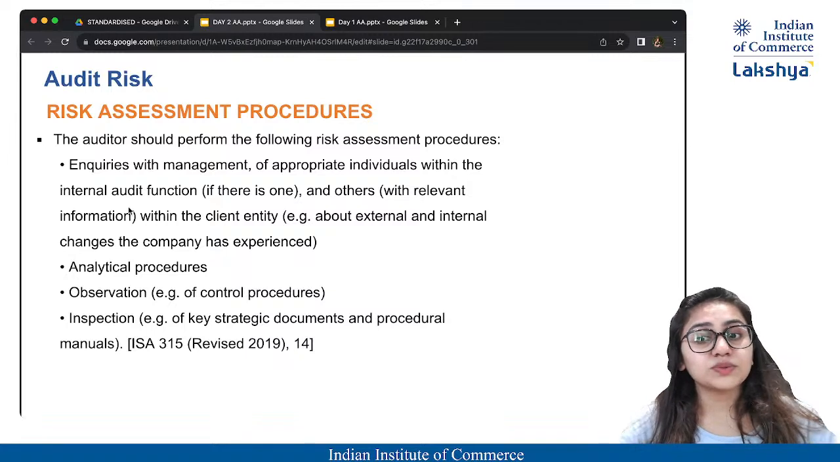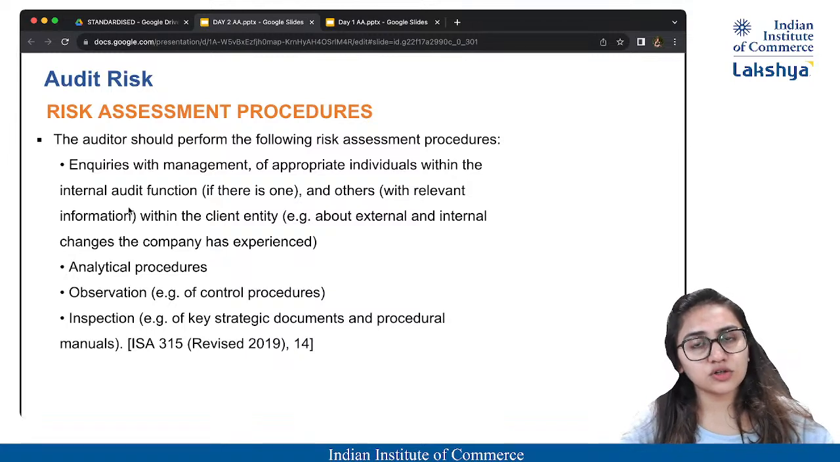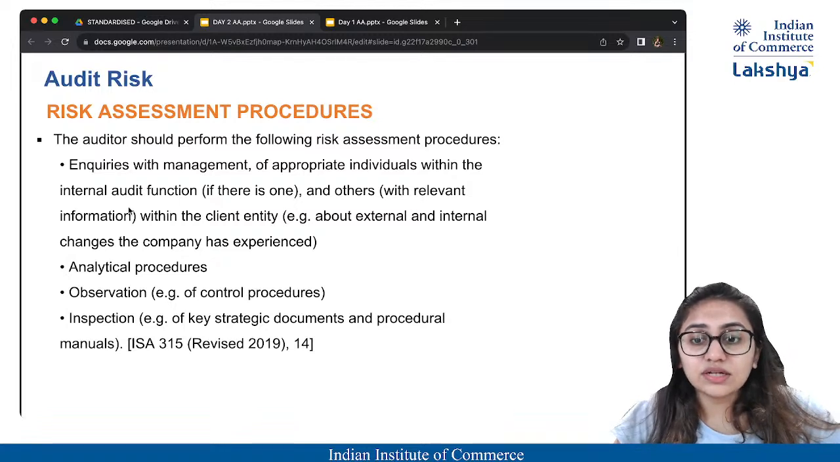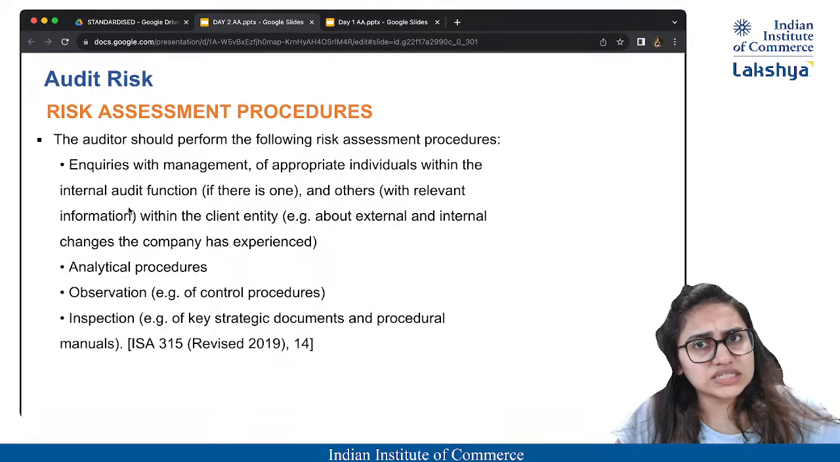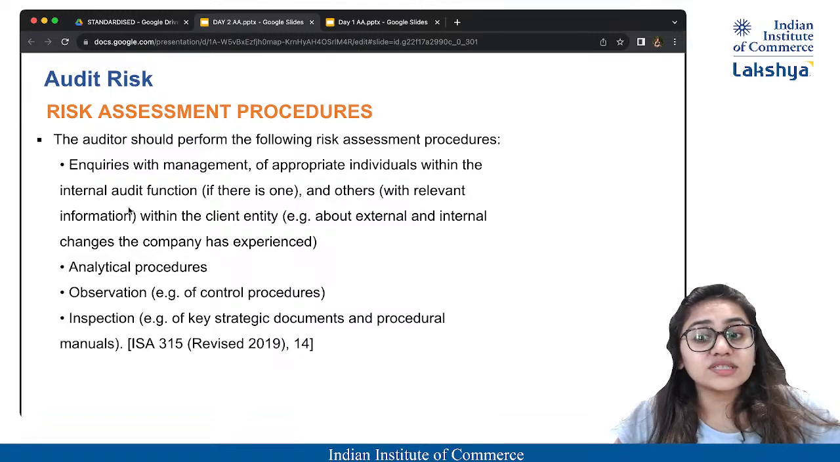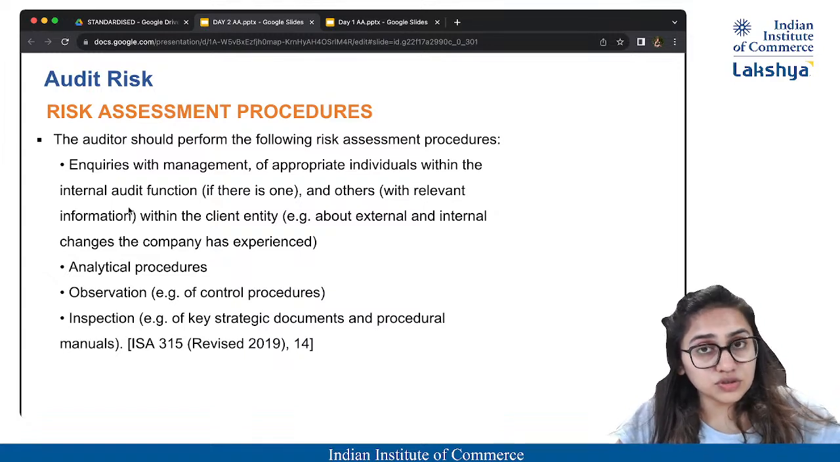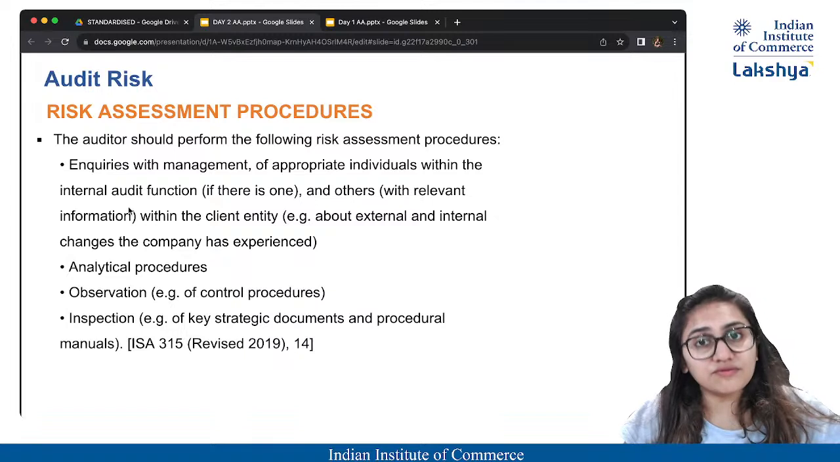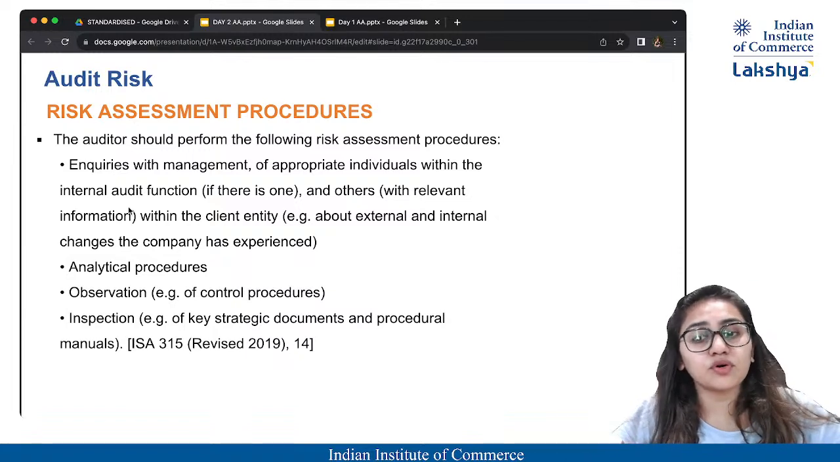Of appropriate individuals within the internal audit function if there is one. So if there's an internal audit function, he will find out details about all of that, and others with relevant information within the client entity about external and internal changes the company has experienced recently or maybe in the past, about the various analytical procedures that the company undertakes. Then observations, for example of control procedures. He can observe if the controls in the company are working, like I gave you an example of the lift. He can observe if you can enter the lift only by swiping an appropriate card, or is it possible by swiping any other card.